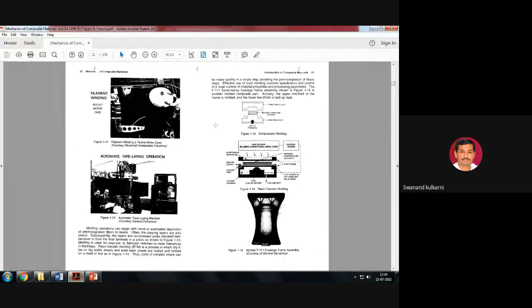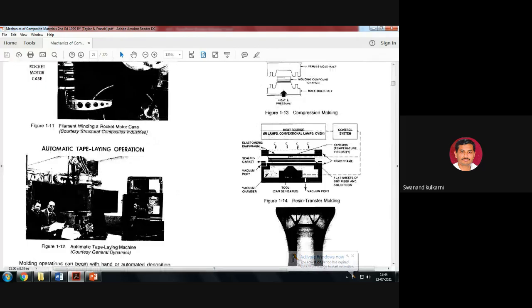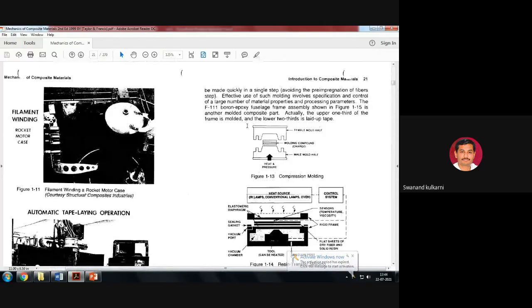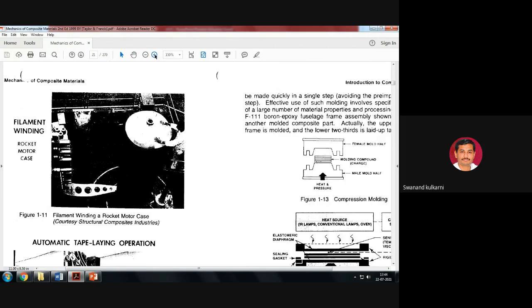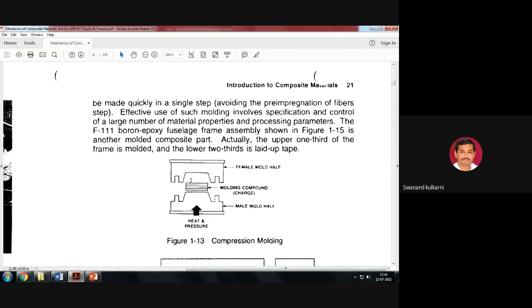Apart from this, hand layup we have already seen. We have the automatic tapering operation, that also we have seen. Compression molding is one of the processes that you can see here. Now I am going to show you this compression molding process. In compression molding, here you can see this female mold half. Now you should see the figure in front of you. Please refer to the figure on your screen, where you can see this particular portion. This is used for compression molding.